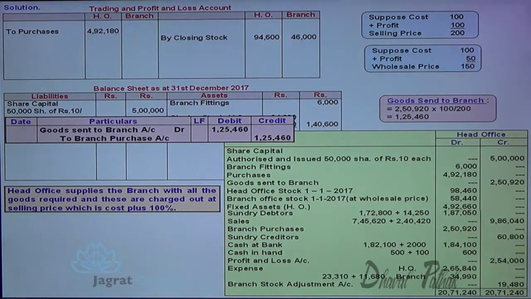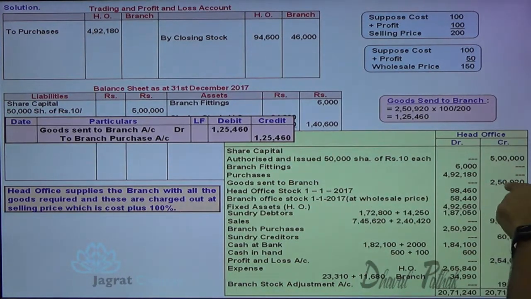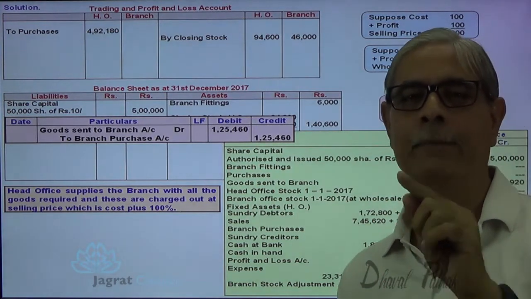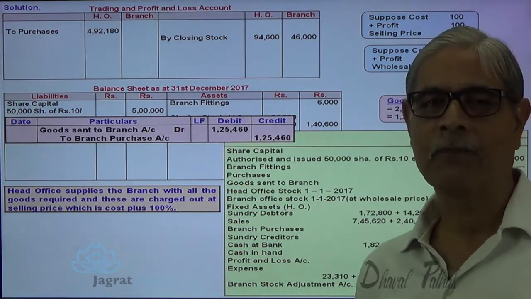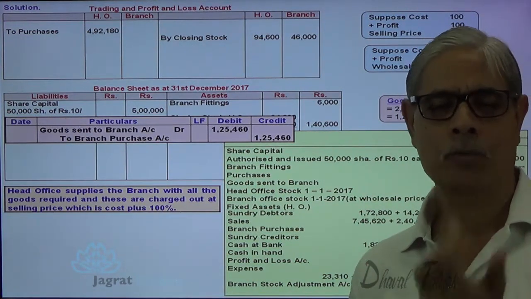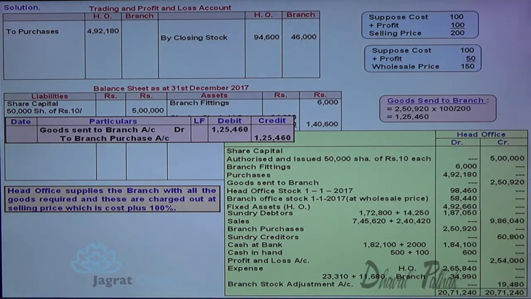Goods sent to branch account debit. See, goods sent to branch account 2,50,000 here is a credit balance. This credit balance is debited with the profit loading. So profit loading is removed. So entry is recorded for the profit loading. By removing the profit loading, the value of stock will be exactly the same as cost plus 100%. So stock will be 1,25,460. So 2,50,920 minus 1,24,460. So 1,25,460 is the cost of goods sent to branch.